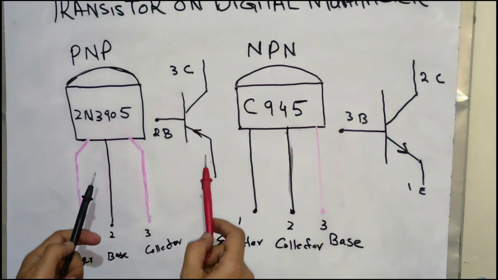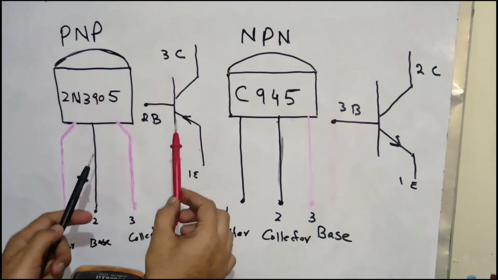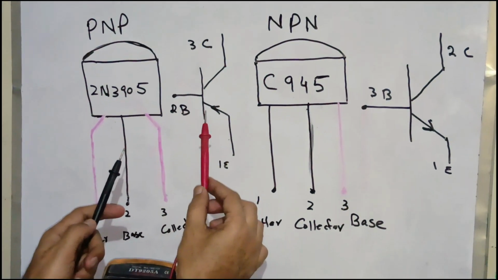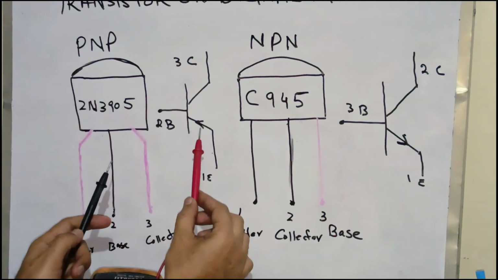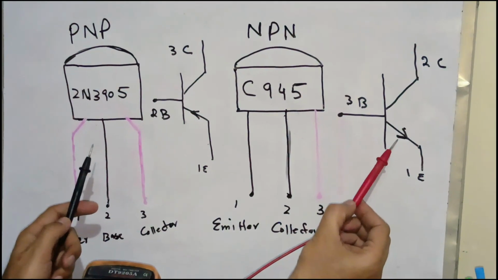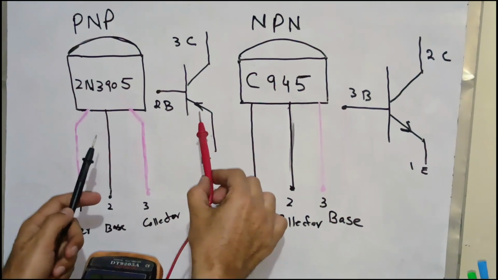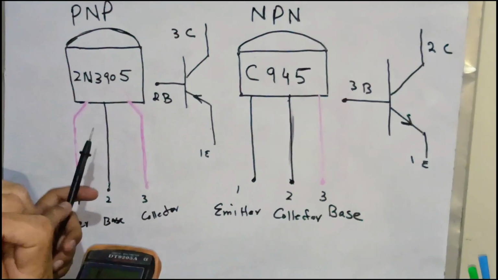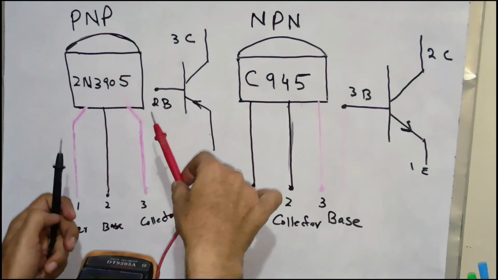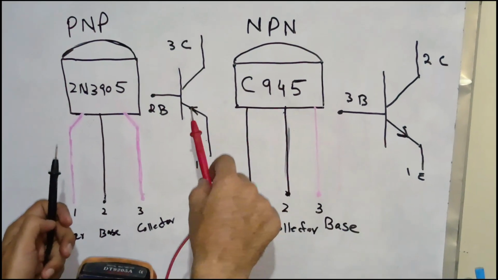In the 3905 transistor, which is the PNP transistor, if we see here, the arrow sign is inward to the base. So this indicates that this is a PNP transistor. In an NPN transistor, the arrow sign is outward, and in a PNP transistor, the arrow sign is towards the base. So we can differentiate by looking at this arrow sign.